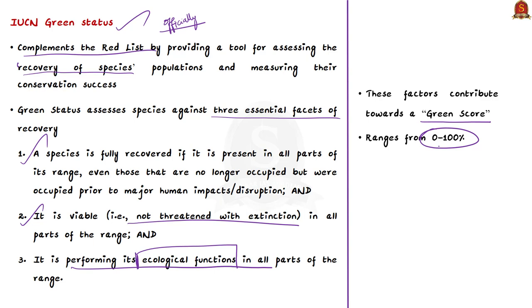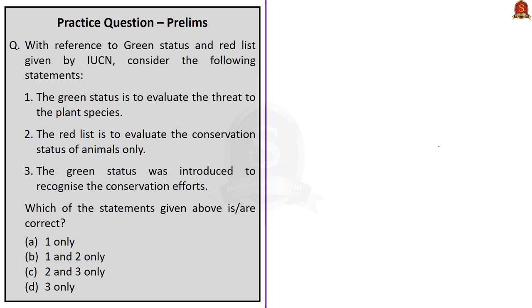For example, if a species is at 2% or 50%, it implies how far the species has fully recovered and what can be done to ensure its protection. So, this is all about the Red List and Green Status. With this information in mind, let us move on to the next news discussion.